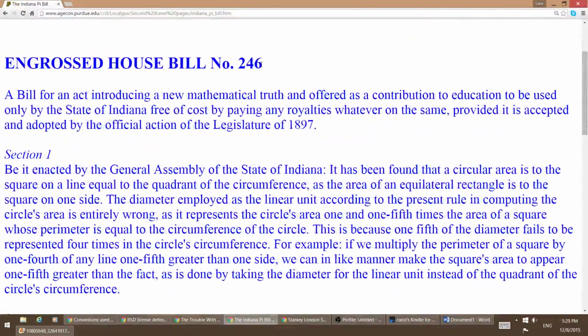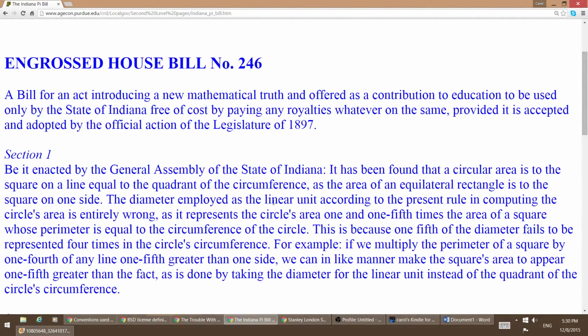Engrossed House Bill number 246, a bill for an act introducing a new mathematical truth and offered as a contribution to education to be used only by the state of Indiana free of cost by paying any royalties whatever on the same, provided it is accepted and adopted by the official action of the legislature of 1897. Be it enacted by the General Assembly of the state of Indiana that it has been found that a circular area is to a square, the square on a line equal to the quadrant of the circumference, as the area of an equilateral rectangle is to the square on one side.